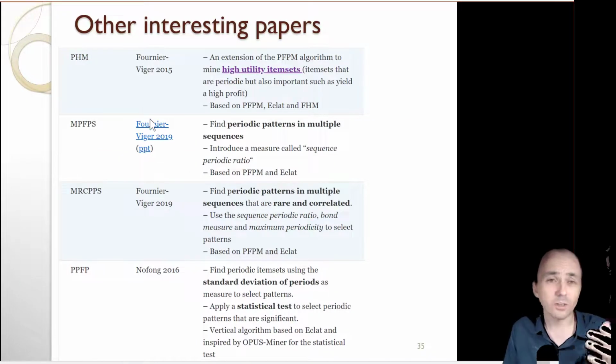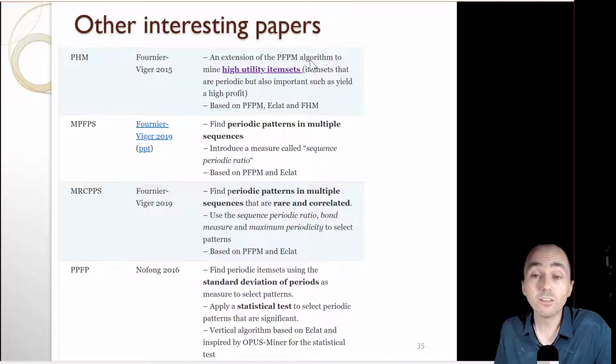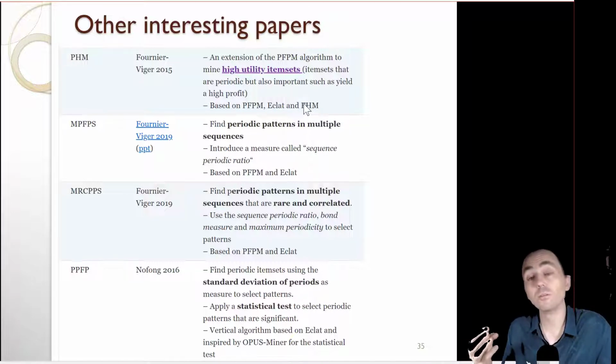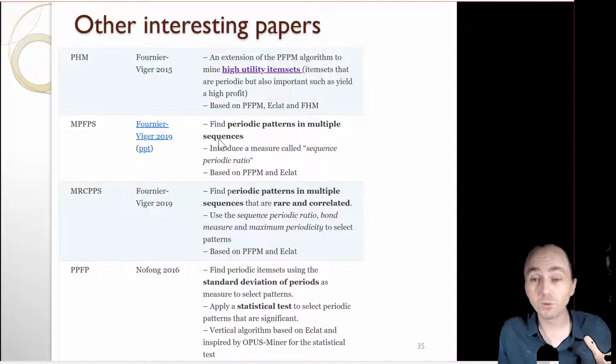After this, there are some other papers, like in 2015, it is my paper. We extend the PFPM algorithm to find periodic high utility itemsets. So we design an algorithm, again based on ECLAT and FHM, to find periodic itemsets that have a high utility, like make a lot of money, for example. This is interesting.